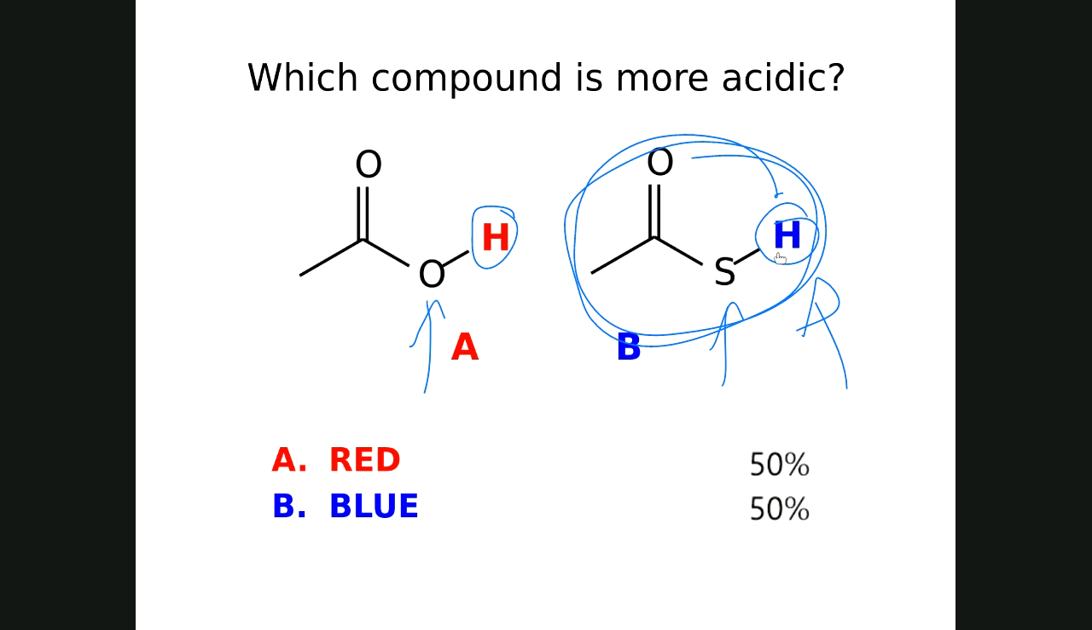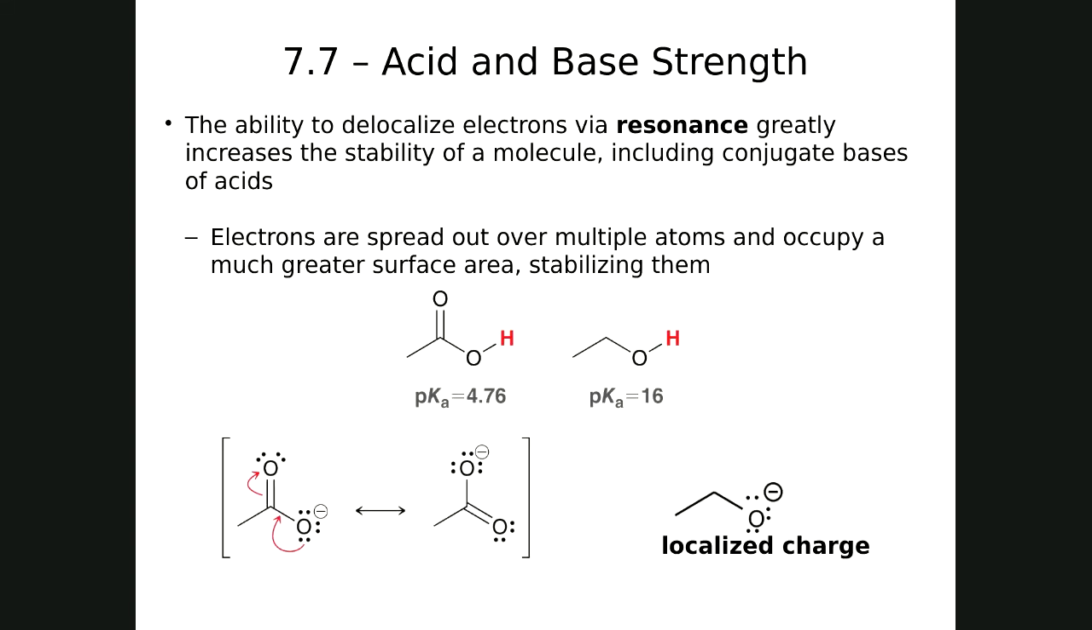The next topic that we needed to discuss was resonance. Resonance has a huge impact on the acidity of compounds. If you compare these two compounds that I'm showing here in the center, the first one on the left is acetic acid. The one on the right is ethanol. And if you notice, in both cases, the proton is bonded to an oxygen.